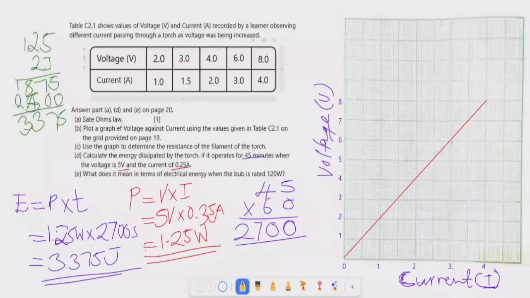This is the electrical energy that the torch dissipated. If you have questions, you can ask in the comment section. I've tried to be as detailed as possible. So basically, this is how to answer this question.